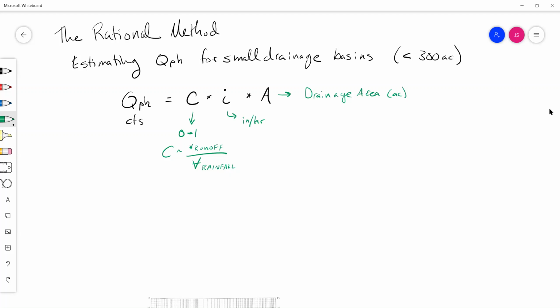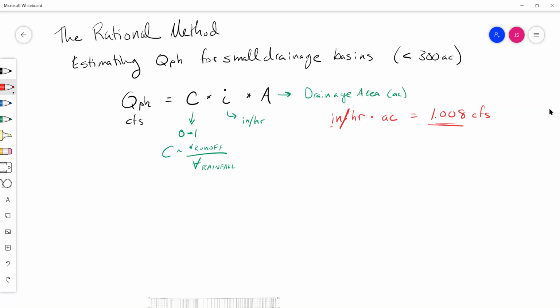So I'll note that this equation doesn't look dimensionally homogeneous, meaning this is non-dimensional. Inches per hour times acres does not equal cubic feet per second. But I will note for you that inches per hour times acre is equal to about 1.008 CFS. And in the homework, you can do this conversion for yourself for some bonus points. So take a look at that.